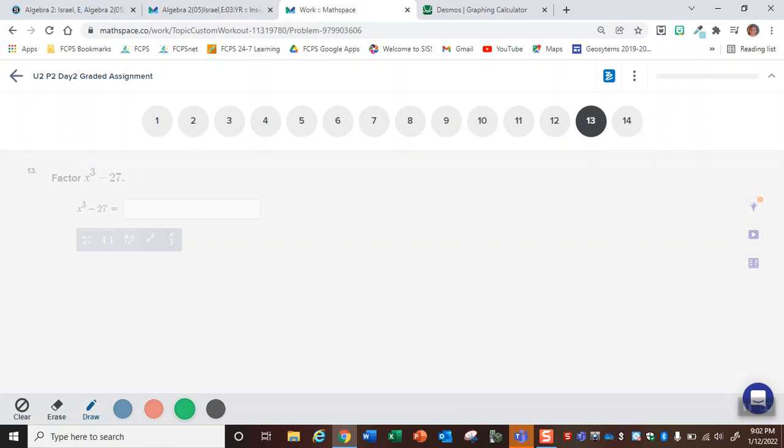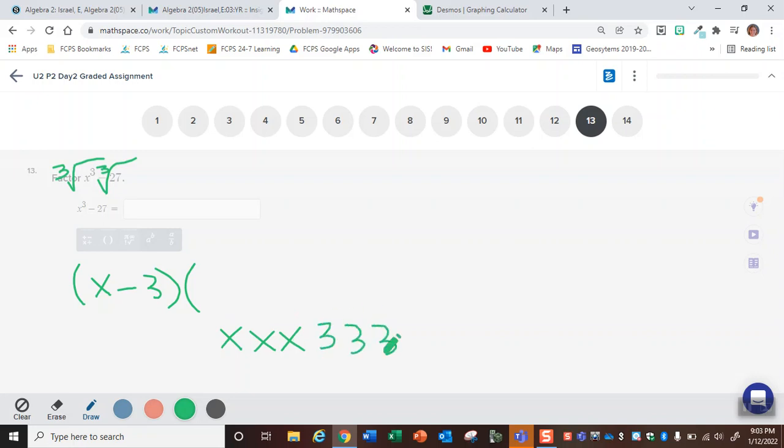All right, then here's cubes, so you're going to do perfect cube. So it's going to be x minus 3, and then you've got x, 3, 3, 3. Pair these up, so you get x squared. Pair these up, 3x. Pair these up, 3 times 3 is 9. And then SOAP: same, opposite, always positive. Boom.